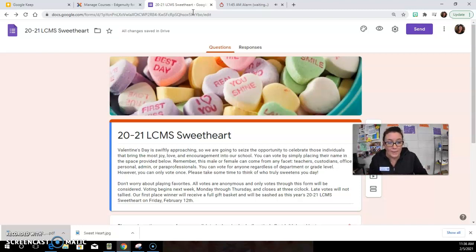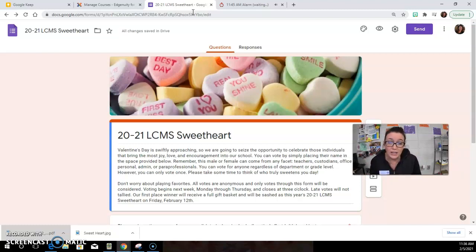So starting on Monday, and I will attach this form to this email, so you can go ahead and start voting if you like. But starting on Monday through Thursday at 3 o'clock, we will be voting for the one person that you think really brings just that sweetness to your day. Brings the joy and love and encouragement. And they're always giving you either the verse or the song, or they're just always there to make sure that you feel loved in some small way. We will be able to celebrate those individuals next Friday. We're going to be voting on the one so that we can have an LCMS Sweetheart.